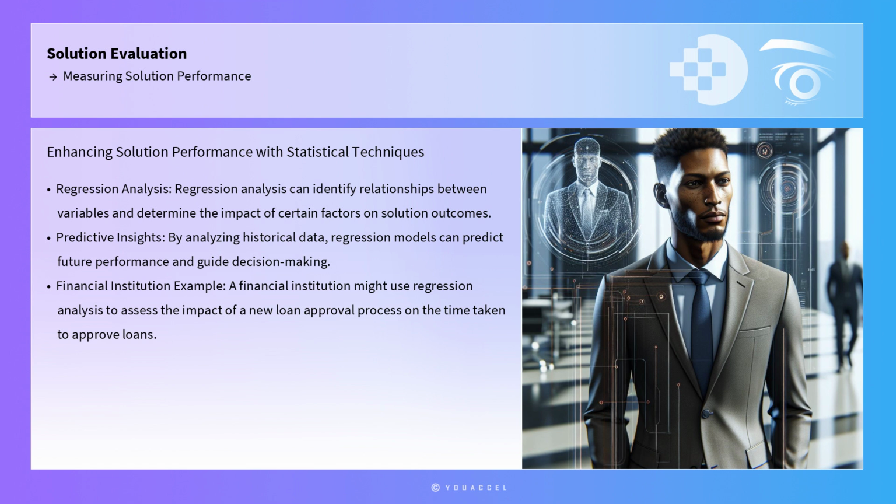Statistical techniques can also enhance the measurement of solution performance. Regression analysis, for example, can identify relationships between variables and determine the impact of certain factors on solution outcomes. By analyzing historical data, regression models can predict future performance and guide decision-making. A financial institution might use regression analysis to assess the impact of a new loan approval process on the time taken to approve loans. By understanding these relationships, the institution can make data-driven decisions to further streamline the process.